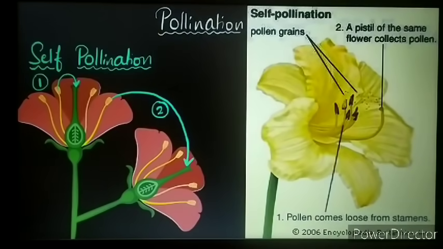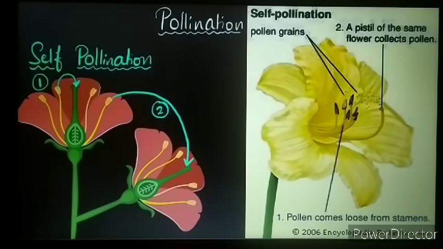What is self-pollination? Self-pollination is the process where the pollen grains are transferred from the anther to the stigma of the same flower or different flower of the same plant.